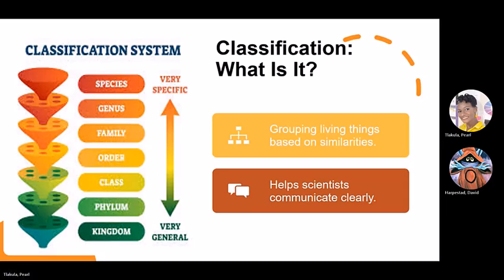Welcome back. So now the second part of our session, we're going to learn about the classification system. Since we understood the importance of biodiversity, it is also important to learn about how biodiversity is classified. So classification is grouping living things based on similarities. This helps scientists communicate clearly. And also this helps us to understand different types of species and their importance and their value in the ecosystem or in the biomes or in the biodiversity order. So it starts from the species to the genus, the family, the order, the class, the phylum, and the kingdom.